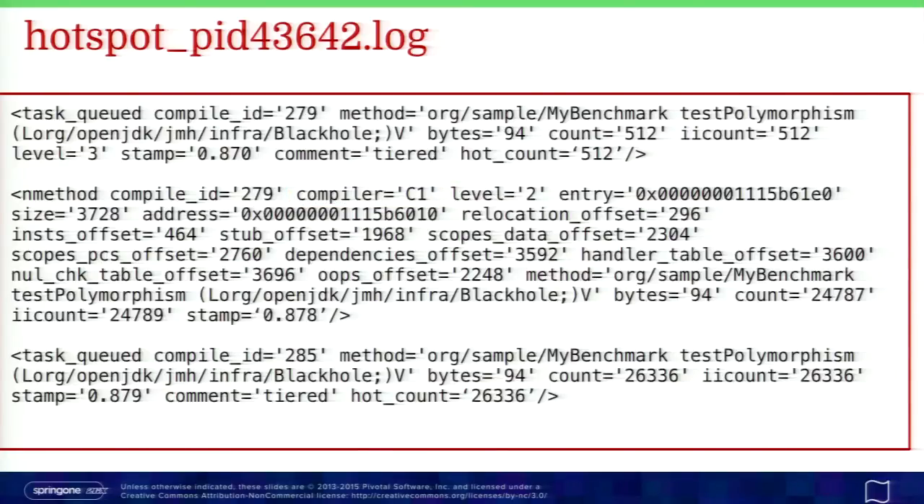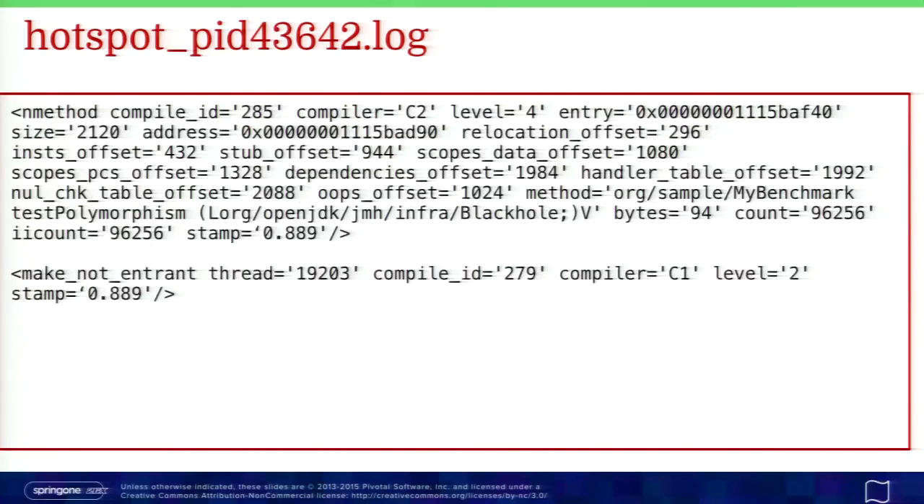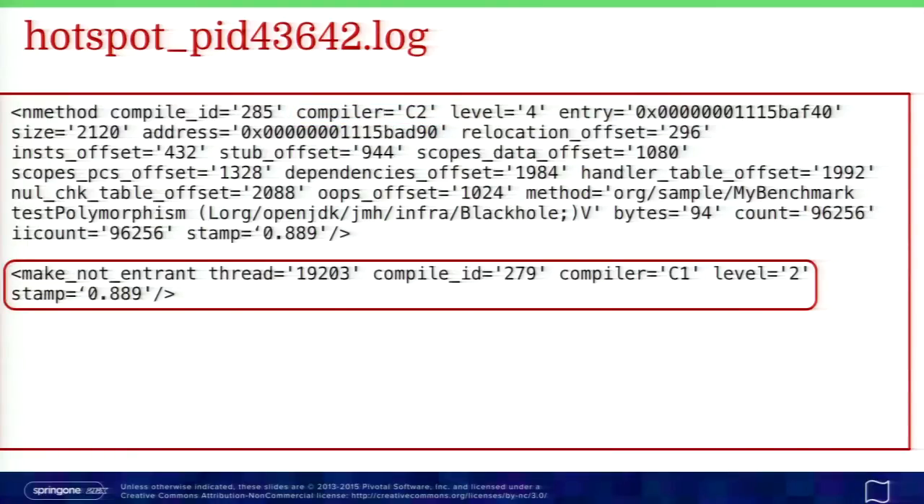So next, I see another compilation get queued up here, and this ID is 285. And I see that compilation actually happen. And sure enough, I see it's compiled with C2. Next, I see this make not entrant. And if you remember from when we first were looking at the logs, this is saying don't use that initial compilation anymore, the 279. We want to use the 285 now.